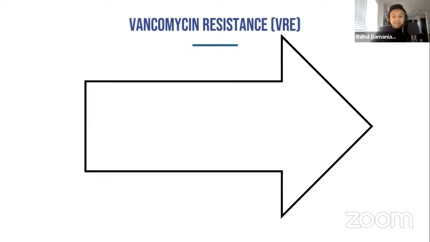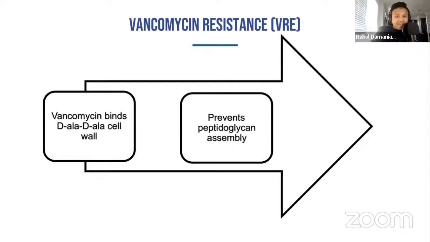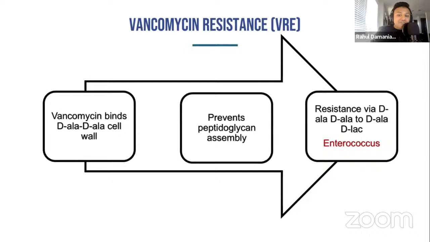And then finally, we're going to be talking about vancomycin resistance, in which the MOA of vancomycin is D-Ala-D-Ala binding, preventing peptidoglycan assembly. But in the case of Enterococcus, for example, some strains of Enterococcus can go D-Ala-D-Ala to D-Ala-D-Lac, i.e. altering the target of vancomycin, and thus conferring resistance.